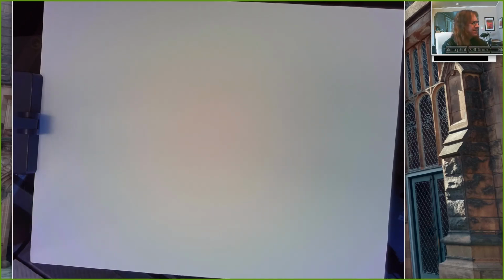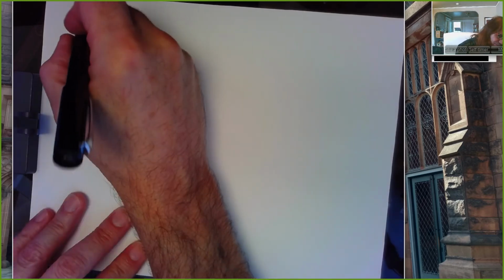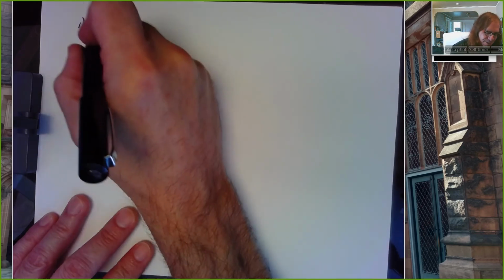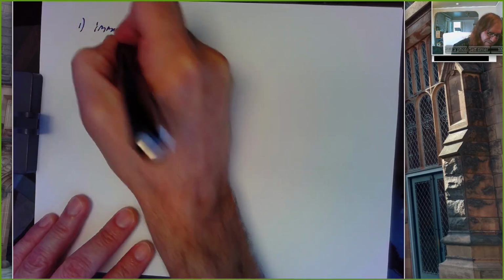So let's look at the population of rabbits. This is where the Fibonacci series came from, I believe, was studying this question. So let's do an analysis of rabbits. So, simplifying characteristics. One, rabbits are immortal. They live forever.